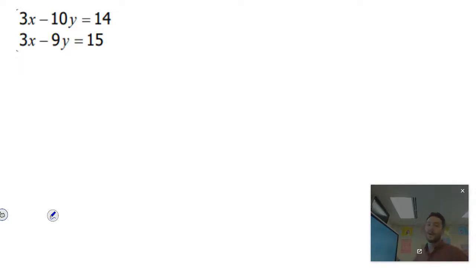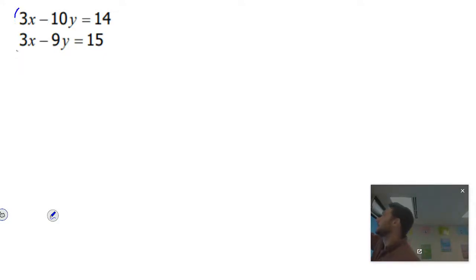So what we're going to do is multiply. That's how we're going to do it. We need to multiply one of those two equations by something so that my x's cancel out. Okay? So you could pick either the top or the bottom to do this too. I'll just do it to the top.